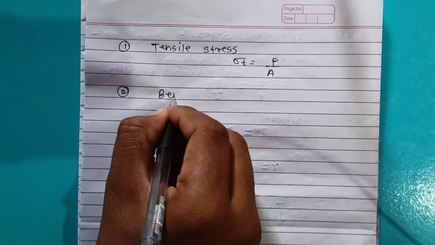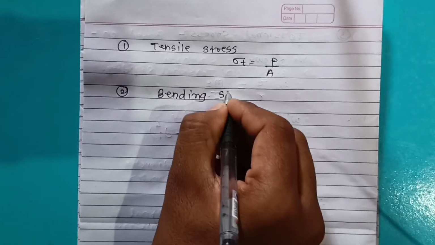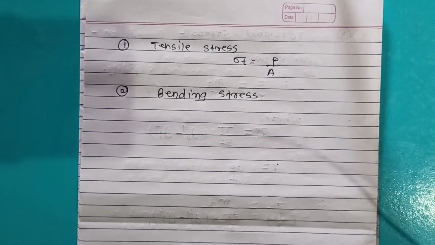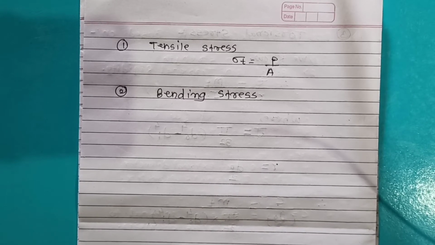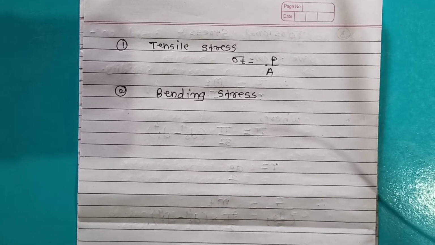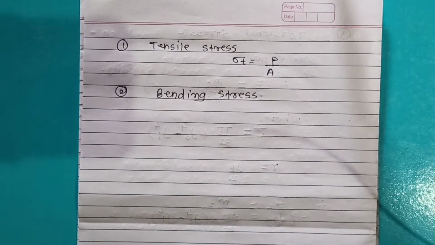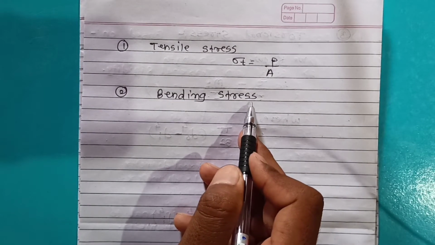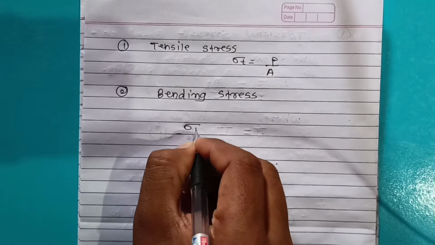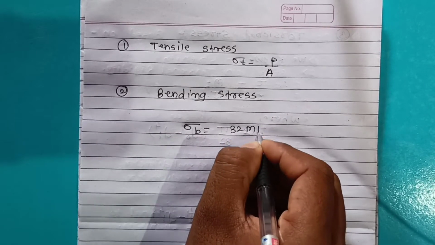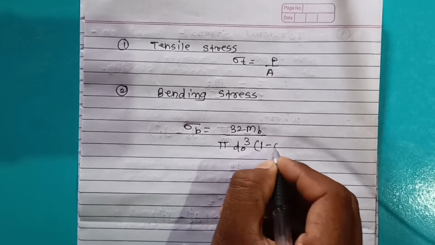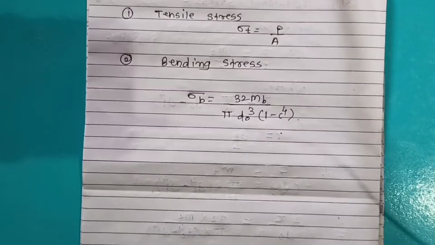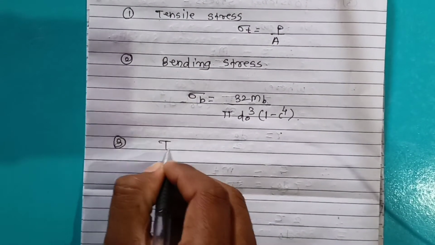Another one is the bending stress. The load acts on the shaft at the center or at any point, and due to this load a bending moment is created in the shaft, and due to this bending moment the bending stress is created in the shaft. The formula is sigma b is equal to 32 mb divided by pi do cube into 1 minus c raised to 4. And the third is the torsional stress.